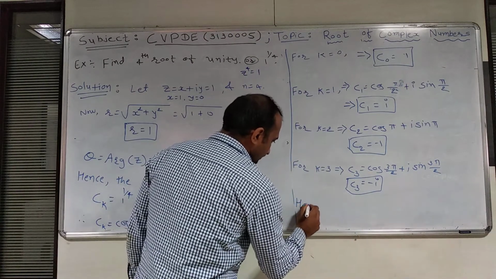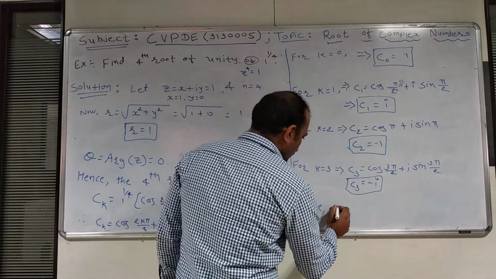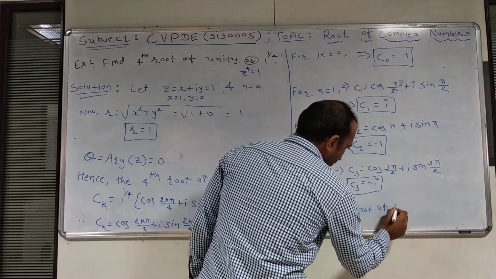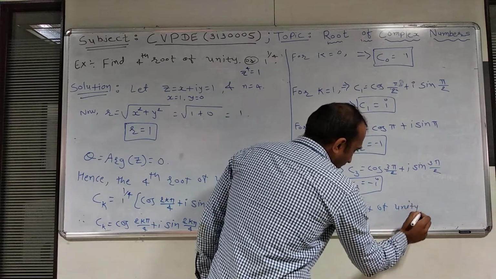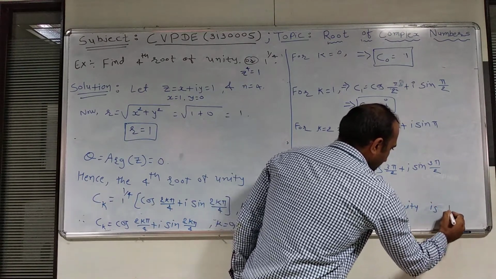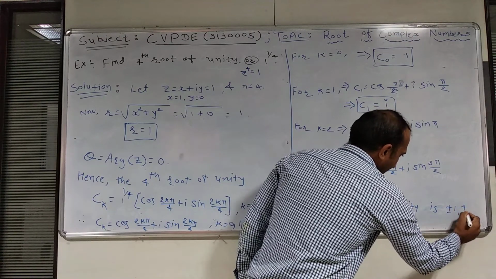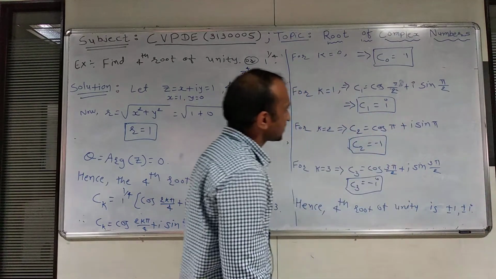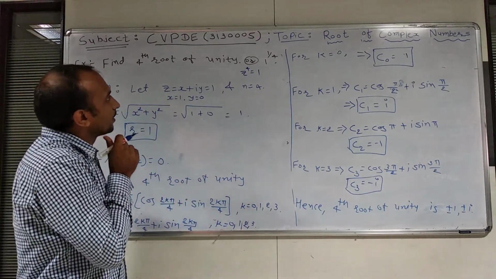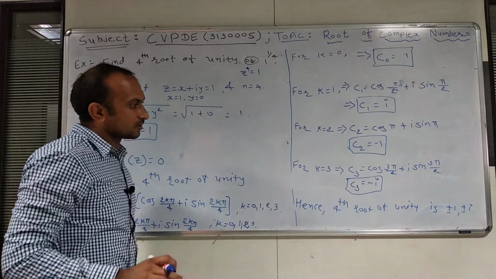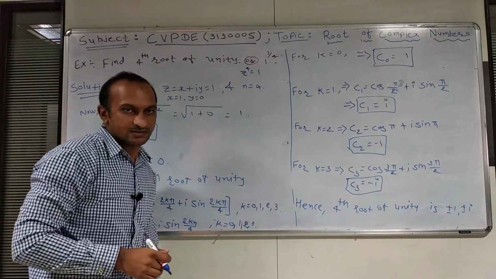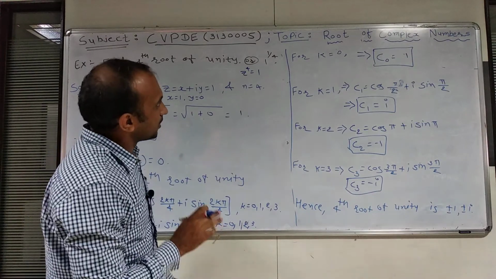Hence, the fourth roots of unity are plus or minus 1 and plus or minus i. So this type of method can be used to solve any root of any complex number. We can use different roots for different complex numbers. So we stop here.